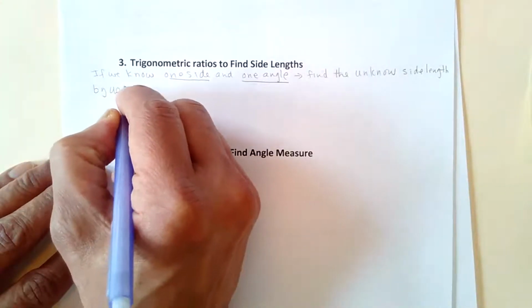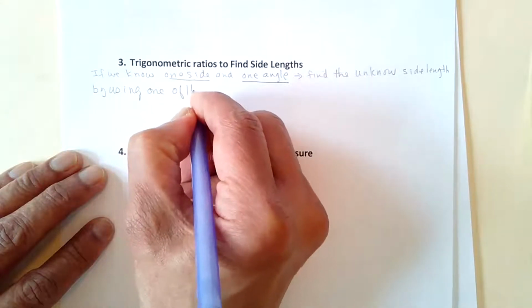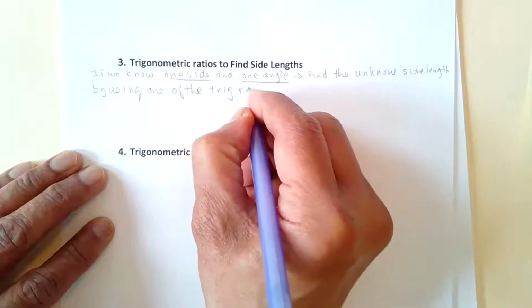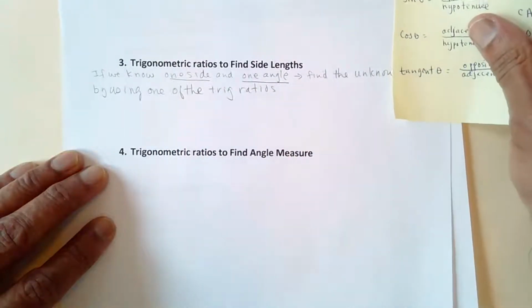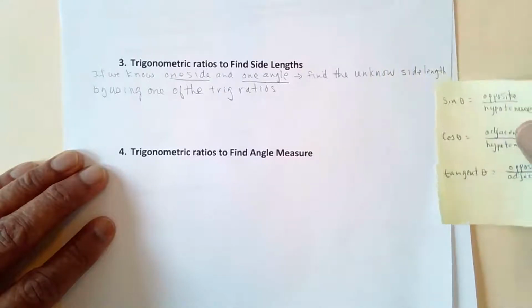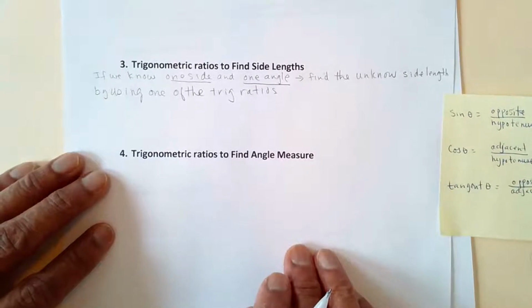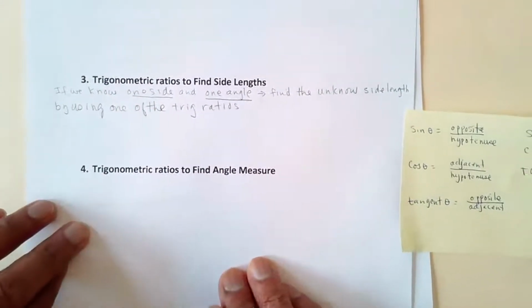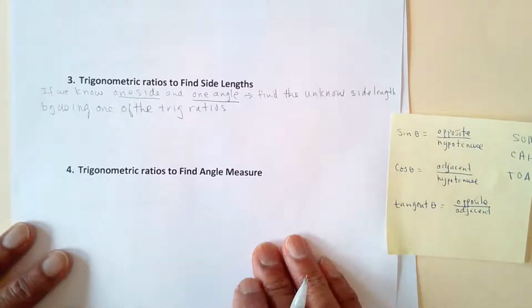By using one of the trig ratios, and referring to one of these here. So I'll put that right beside me here. So I'll be referring to these trig ratios. So let's look at one example.